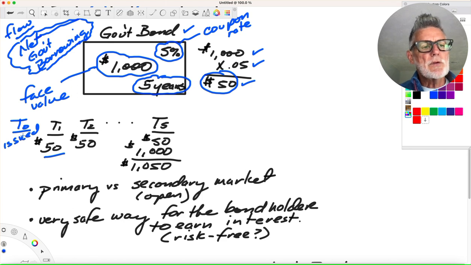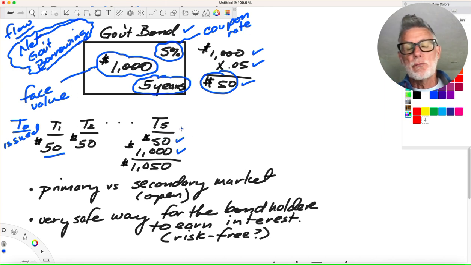So 1 year after the bond is issued, the payment will be made. 2 years after the bond is issued, another payment will be made. 3 years after the bond is issued, another payment will be made. In year five, when we get to year five, interest will again be paid and the principal will be repaid to the person who is holding the bond, the bondholder of record.